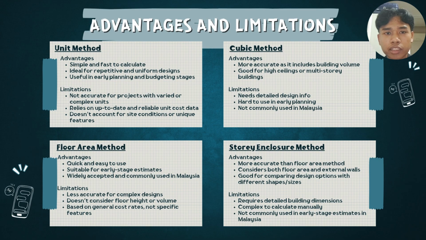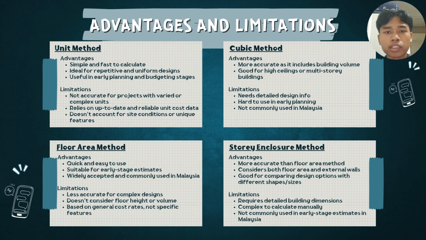Advantages and limitations. For the unit method, the advantage is simple and fast to calculate, ideal for repetitive and uniform design, useful in early planning and budgeting stage. The limitation is not accurate for projects with varied or complex units, relies on up-to-date and reliable unit cost data, doesn't account for site condition or unique features.